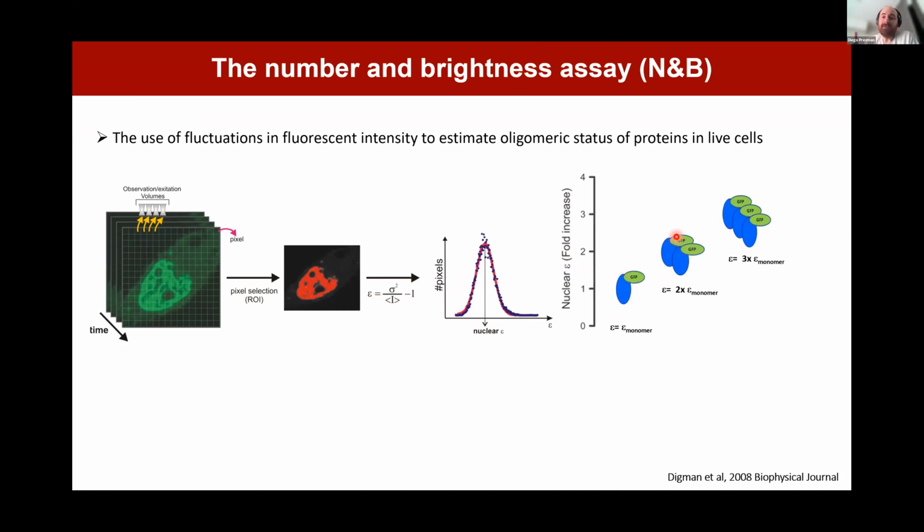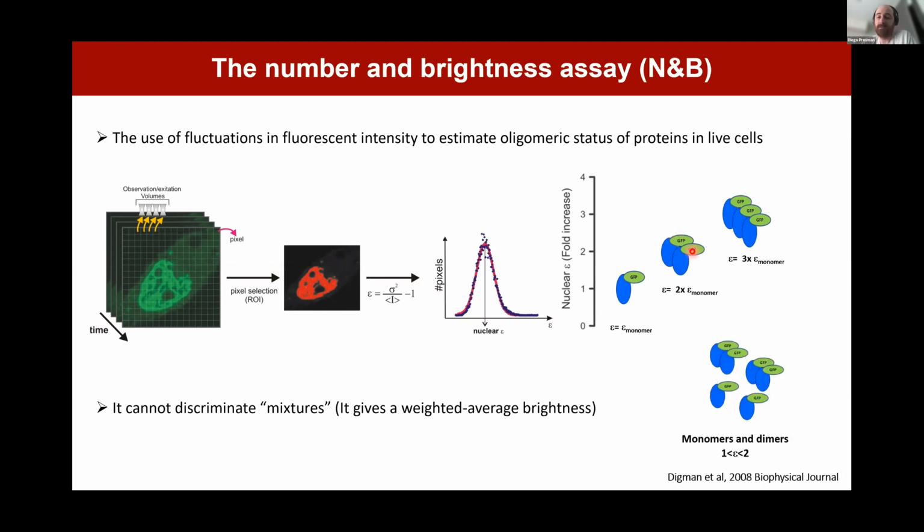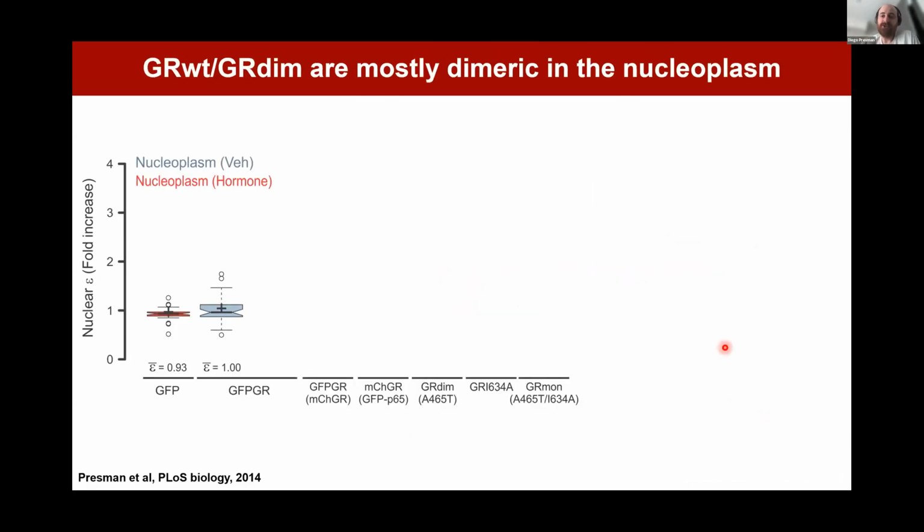One of the caveats of this technique is that it cannot discriminate mixtures of oligomerization states. What do I mean by that? If we have a mixture, let's say monomers and dimers within the same region of the cell, then you're going to receive a weighted average brightness. You will have an intermediate value between 1 and 2, depending on the relative proportion of each of these species, okay? So let's take a look at the GR data.